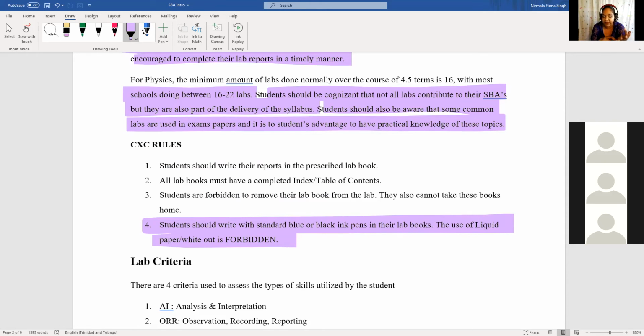Yes, it could be gel, carbon, or fountain pens. You cannot use any other colors in your book. You're not allowed to use green. Green is actually what moderators use. So when my moderator comes to check the books, they will write in green and black. Red is only for the teacher to mark in.